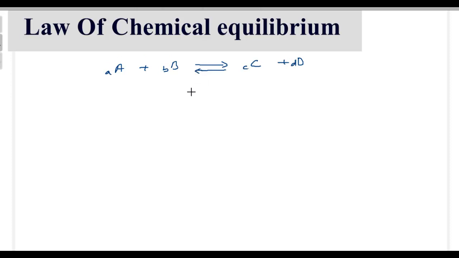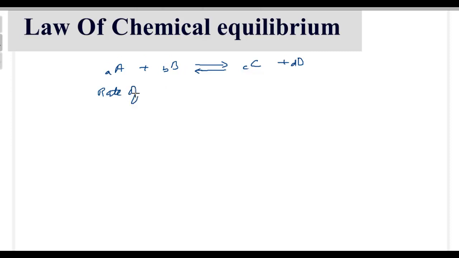That's what you write. So if you have a reversible system, once you attain the state of equilibrium, both rates are the same. The rate of the forward reaction equals the rate of the backward reaction. The rate of the forward reaction is the rate at which the reactants A and B combine and form the products.